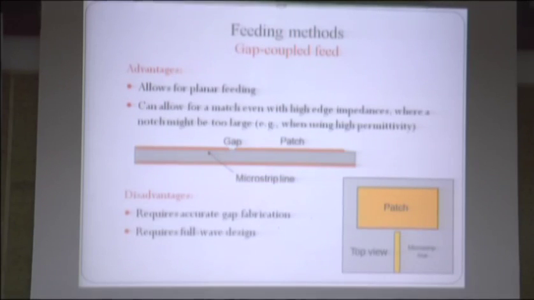The fourth one is gap coupled feed. In this we have a gap between the patch and the microstrip line. It has an advantage. It is also used for planar feeding, and it can allow for a match even with a higher edge impedance. If we use a high impedance surface, then we use this gap coupled feed. It also has a disadvantage: it requires accurate gap fabrication. We require an accurate gap between the patch and the microstrip line, and it requires full wave design.